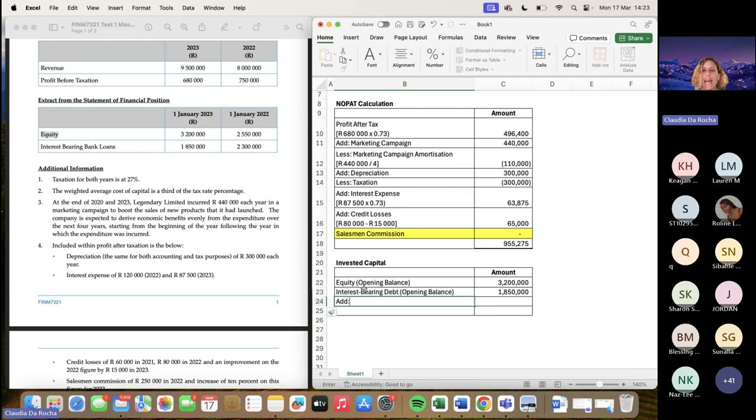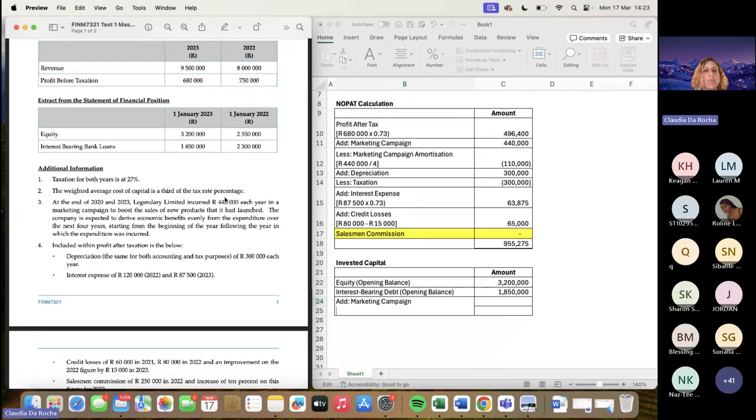Now what we need to do is add the marketing campaign, but only the portion that needs to be capitalized. This part's quite tricky because we have to work out how much economic benefit has been incurred. If we look at this question, we know that 440,000 was incurred in 2020, 2021, 2022, and 2023. It also says we expected to derive economic benefits over the next 4 years, starting from the beginning of the year following the year in which expenditure was incurred.